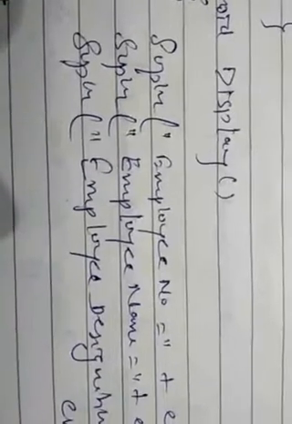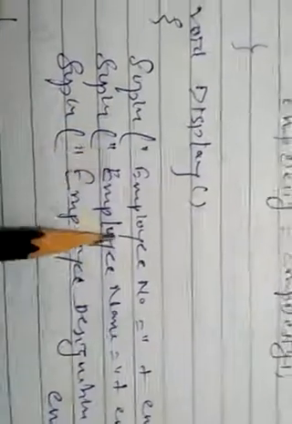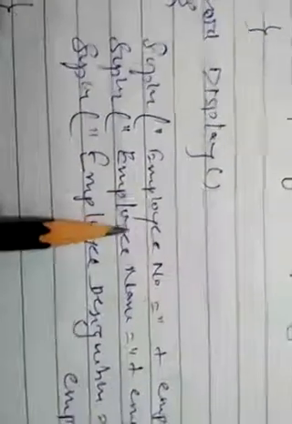Now this is the display function of the Employee class. Here we are displaying all the details of the employee, such as employee number, employee name, and employee designation. Closing the function and closing the first class. Now we are making the second class, the class Salary, that extends from Employee.